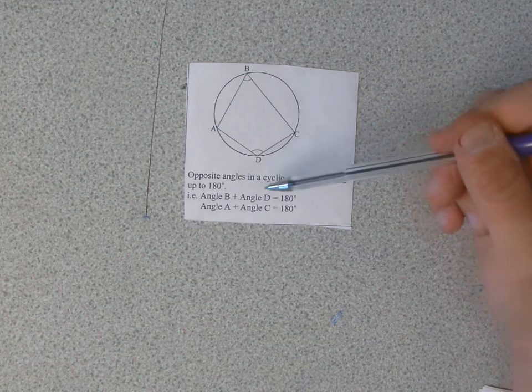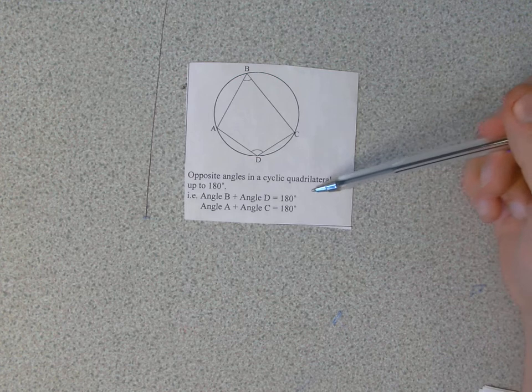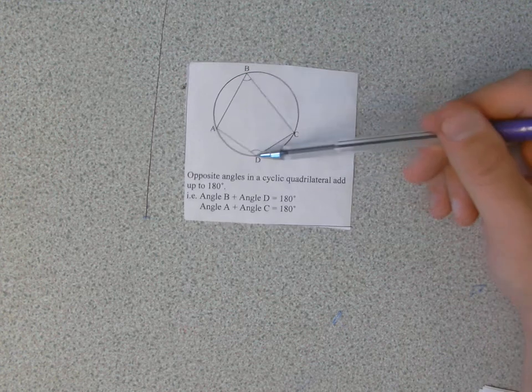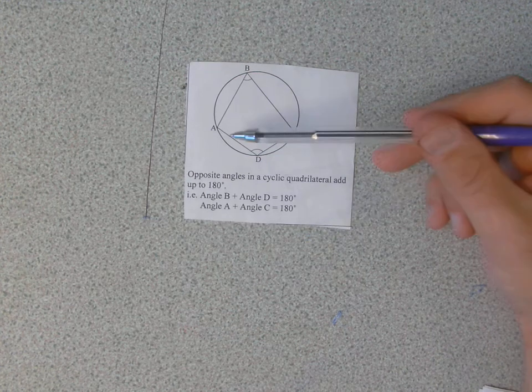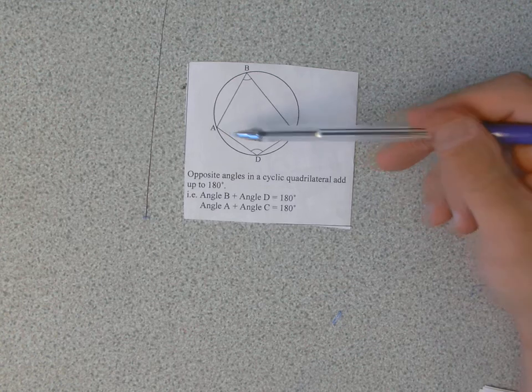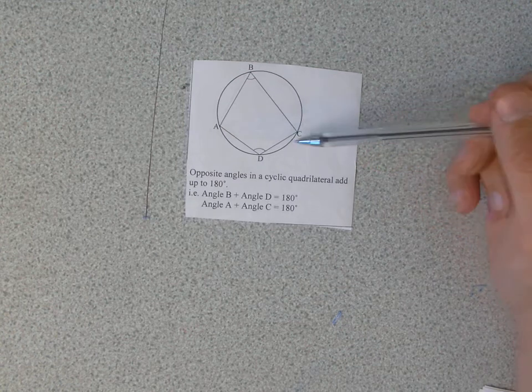Now in this case here, the opposite angles add up to 180. So angle B, angle D, add up to 180, and the same can be said of angle A, angle C, those two will also add up to 180.